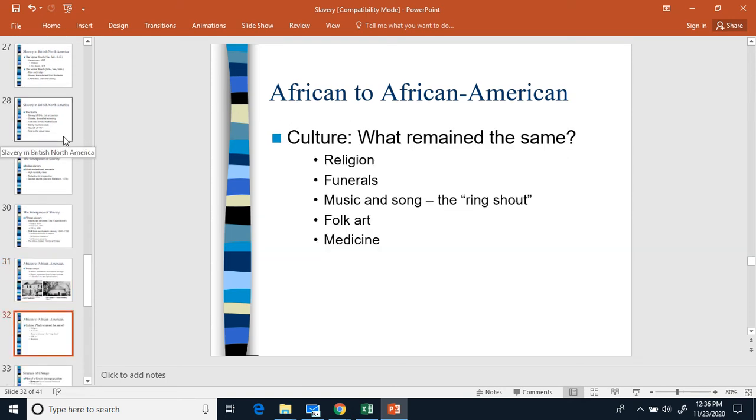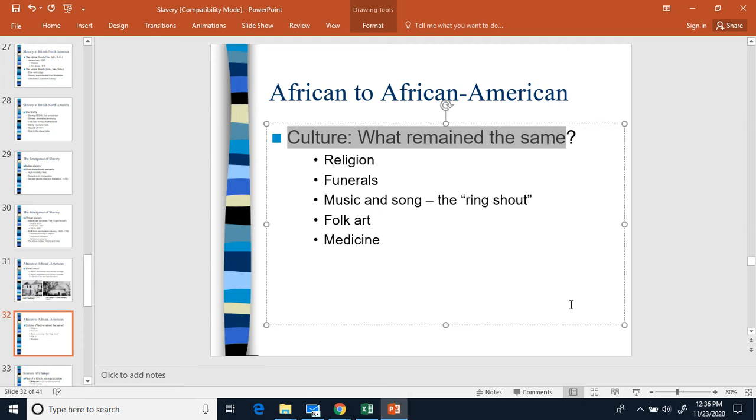Let's talk about culturally what Africans were able to keep when they came over to the Americas. Go ahead and make a bullet and write down culture, what remained the same. So what were Africans able to keep that was the same? Well, one, religion. We talked about traditional West African religion before, and traditional West African religion, when it comes to the Americas, a lot of that belief system still stays very much the same.